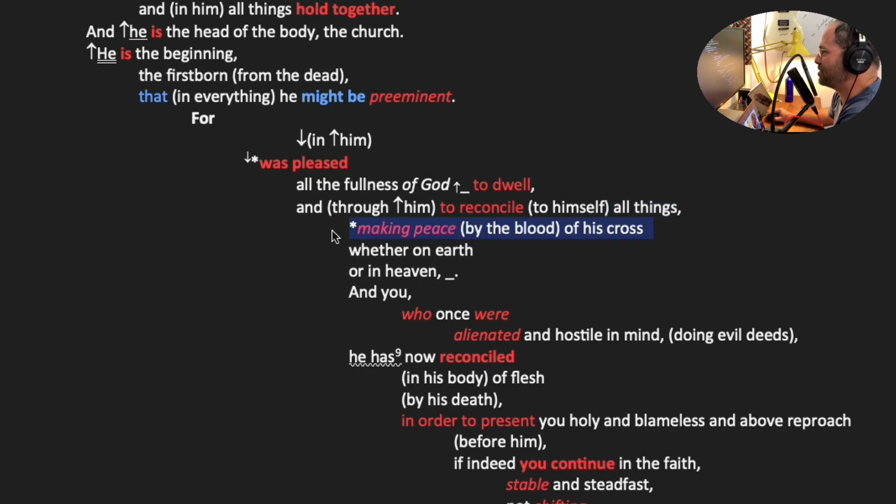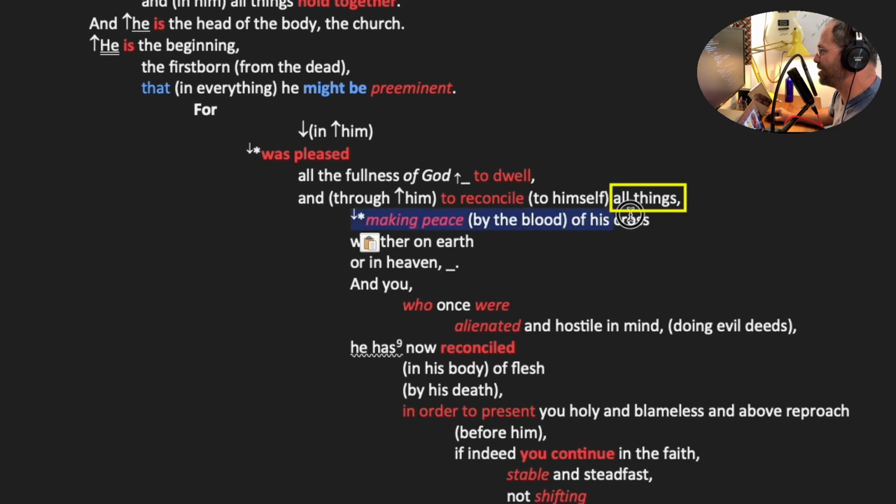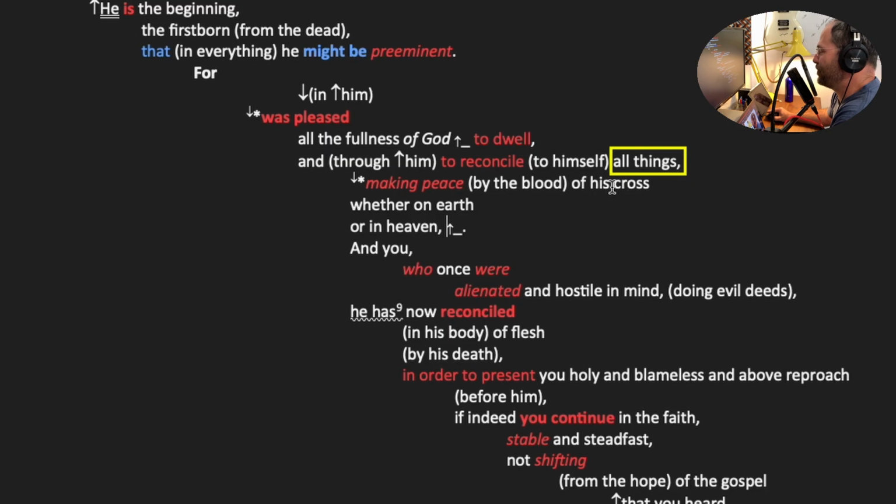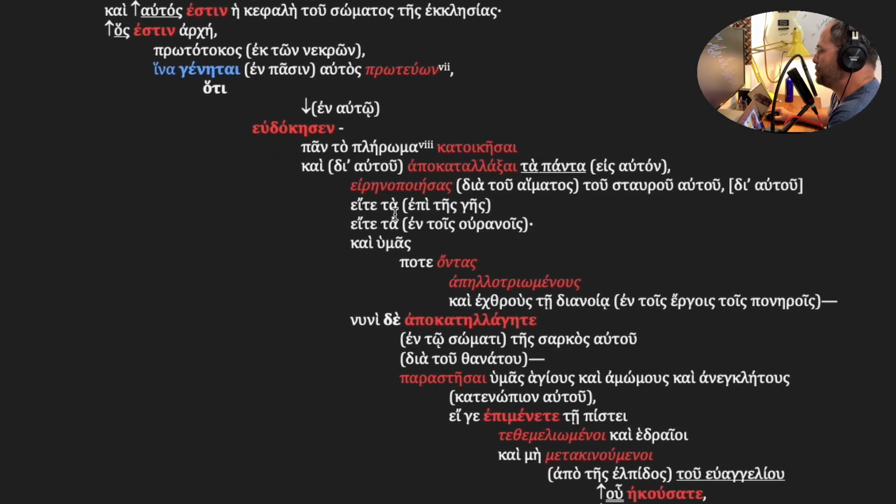Again, we've got this phrase, which has been moved to match the Greek. And it comes from here. Making peace by the blood of his cross, the Son's cross. So the Greek would read like this, and to reconcile all things, whether the things on earth or the things in heaven. So in the ESV the translators have done a wonderful job to emphasize the fact that all things are the things whether on earth or the things in heaven. That's how it is in the original.